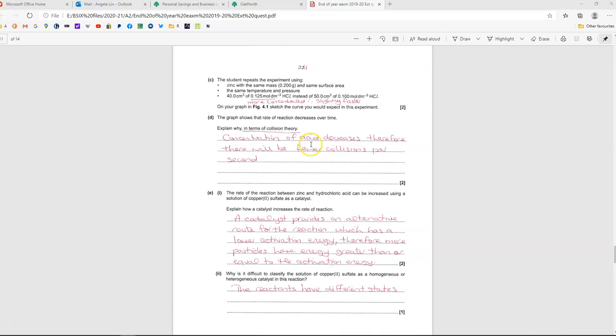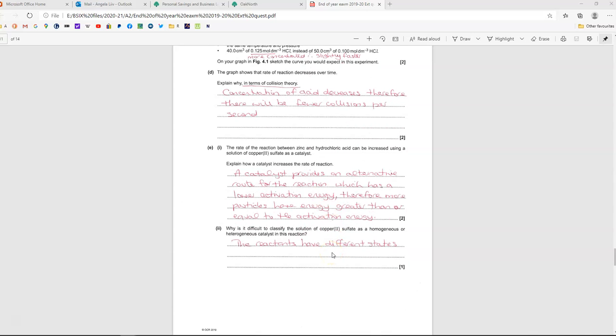And this is obviously a question about why the reaction is slowing down. You had to mention, don't forget, that the concentration of the acid is decreasing. You have to mention that, and the fact that because the concentration of the acid is decreasing, you will get fewer collisions per second. So some of you only got 1 mark because you didn't mention the bit about the collisions. It does say in terms of collision theory, so you needed to mention collisions in your answer.